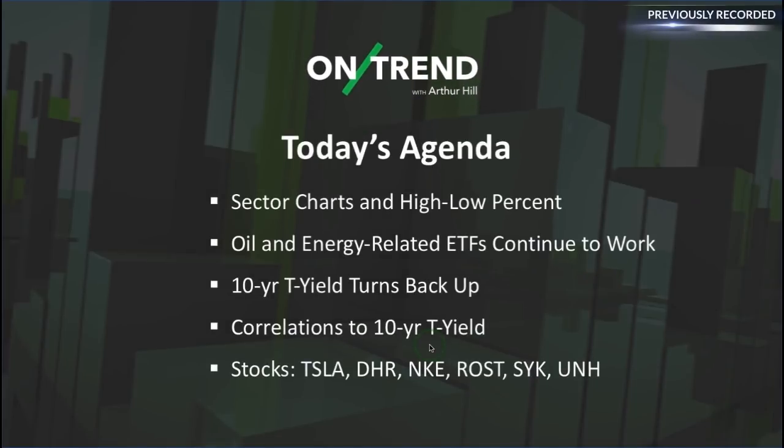Here's what we're going to talk about today. We're going to go over the sector charts and rank the sectors by the high-low percent indicators, and I'll show you how I created that chart. We'll see that oil and energy-related ETFs continue to work, strong uptrends. We'll look at the 10-year Treasury yield as it turns back up and bonds turn down and find out what the ramifications of an upturn in the 10-year yield might be. And then we'll look at a handful of stocks.